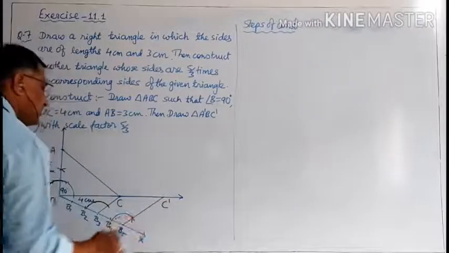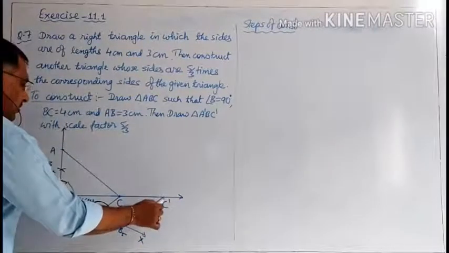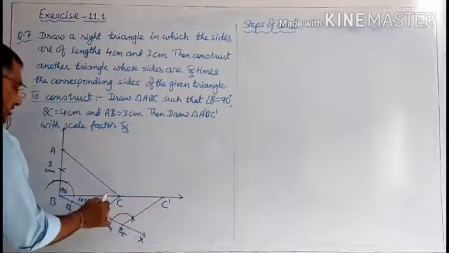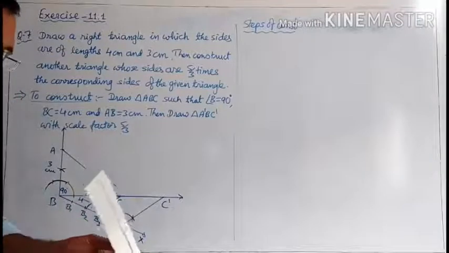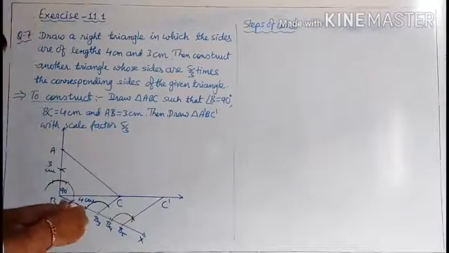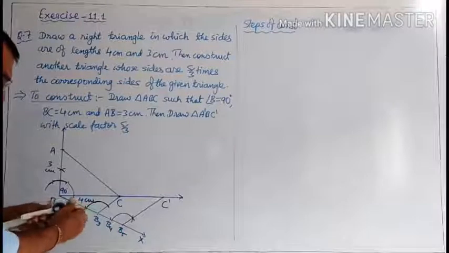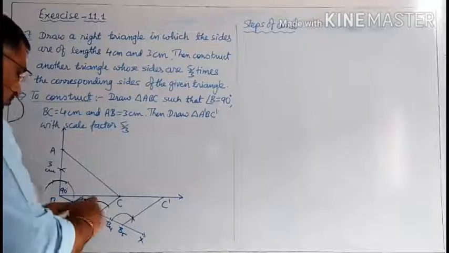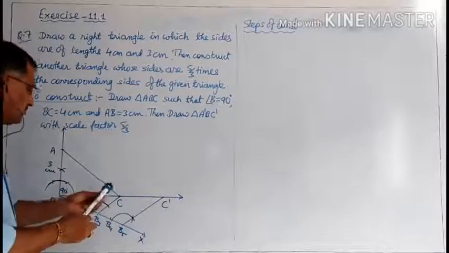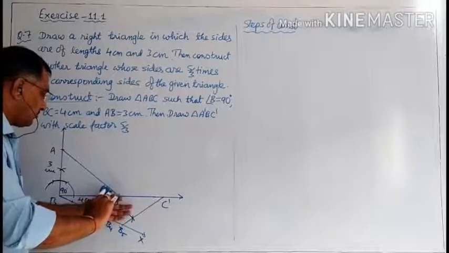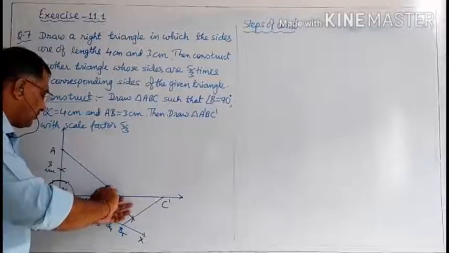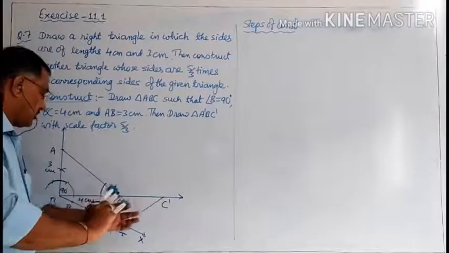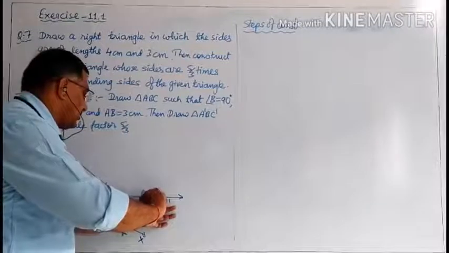Now at C dash we have to construct, passing through C dash, a line parallel to AC. That means we have to construct a congruent angle at C dash as at C. So let us construct again a congruent angle. Taking point C as a center, draw an arc. Taking this point as a center, draw an arc.